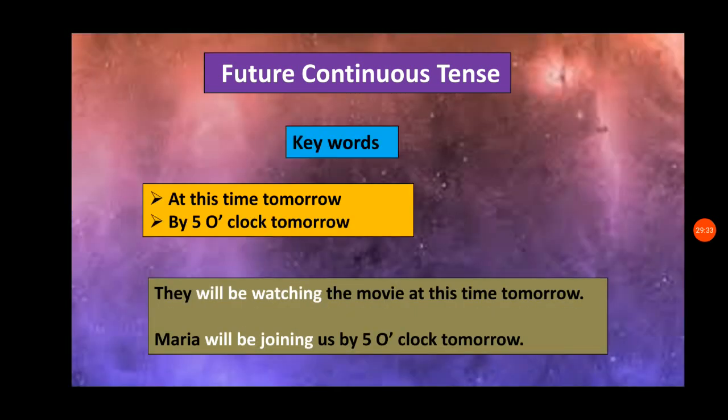Here I have given keywords. At this time tomorrow. நாளைக்கு இதே நேரம். By 5 o'clock tomorrow. நாளைக்கு 5 மணிக்கு. That is the meaning. So, at this time tomorrow, by 5 o'clock tomorrow. So here we can see some exercises. They will be watching the movie at this time tomorrow. So tomorrow they will be watching the movie.